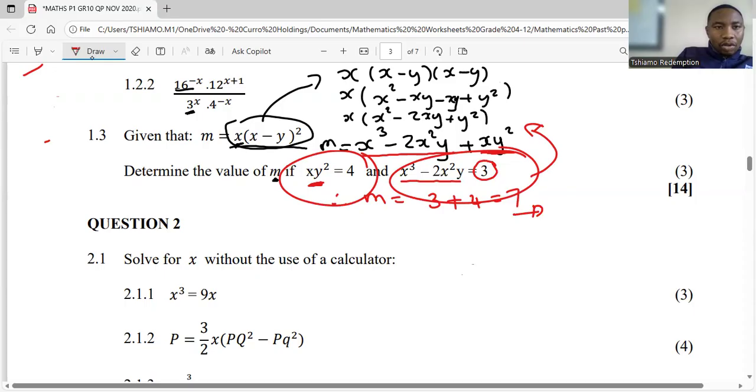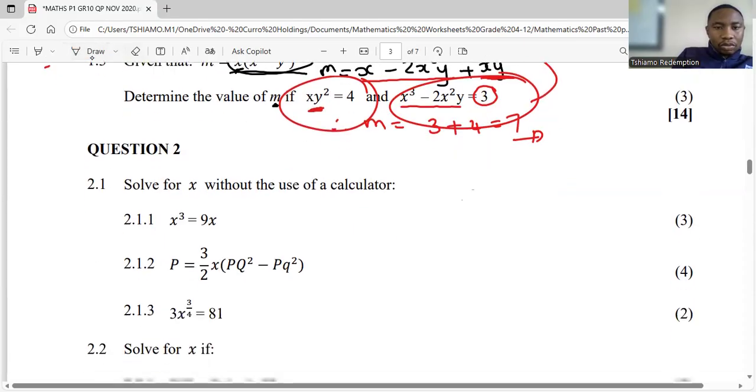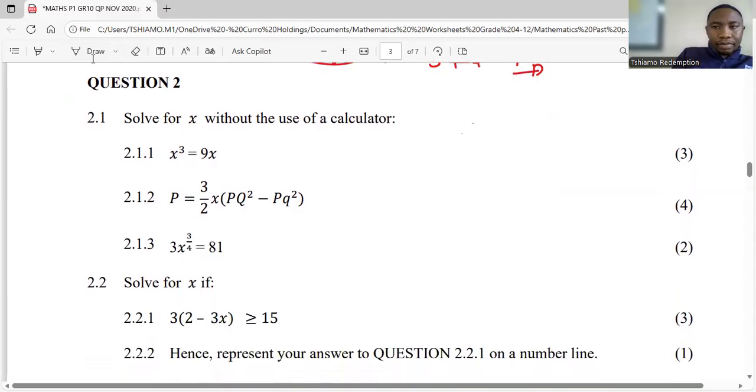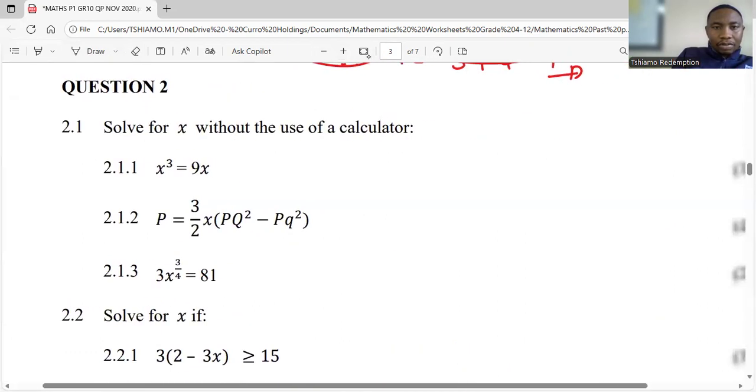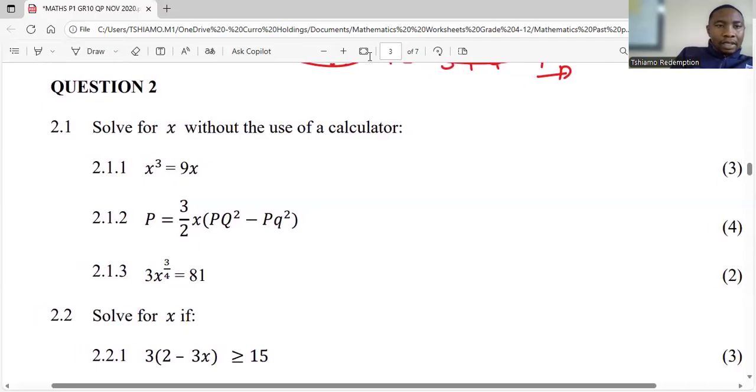Moving along. Question 2 now, solve for x. Solve the following without the use of a calculator. Okay, let me reduce a bit. Okay, what are we going to do here?